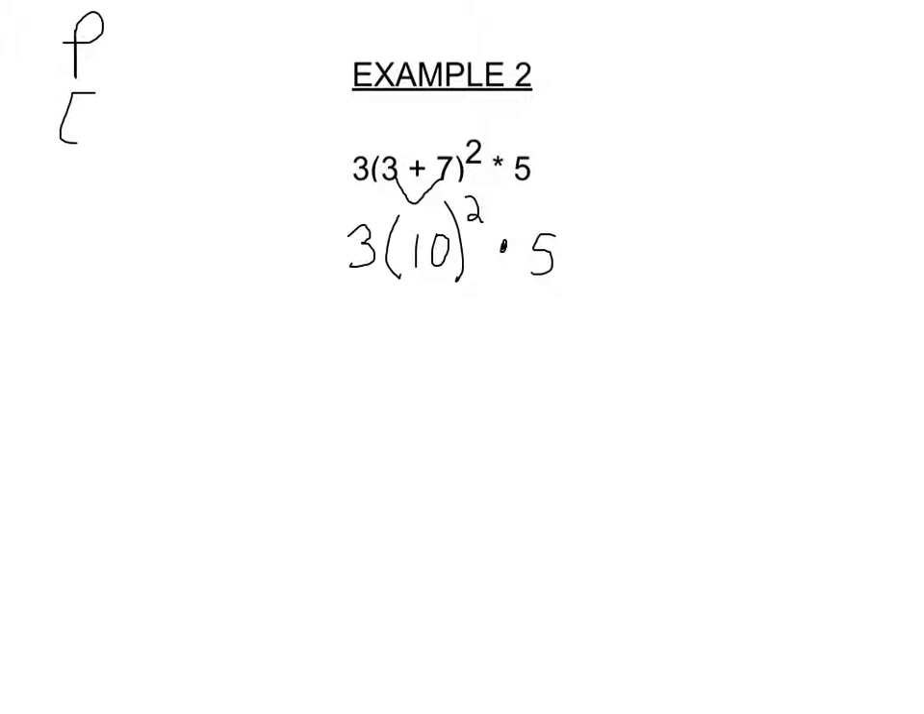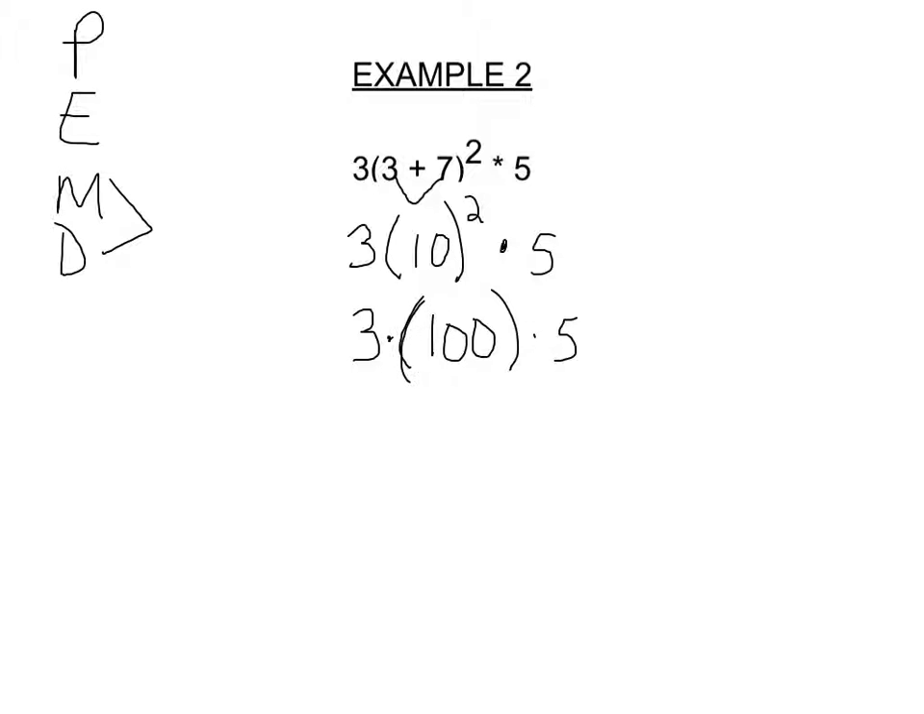All right, do we have an exponent? That would be next. Why, yes we do. So that means we need to take the 10 in the parentheses and square it. So now I have 3 parentheses 100 times 5. All right, next, multiply and divide from left to right. We have 2 of those. This is multiplication whenever the 3 is next to the parentheses. That means 3 times 100, which is 300, we do from left to right, times 5. So what do we get? We get 1,500. And we didn't have any adding and subtracting.